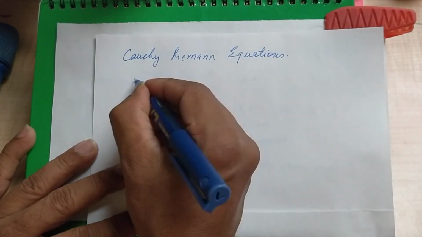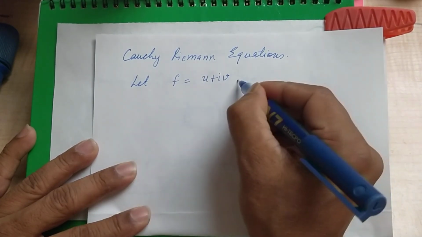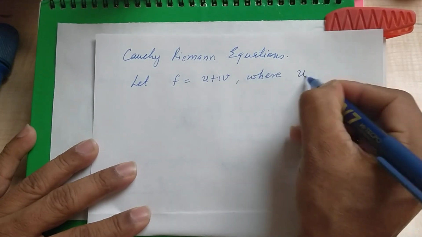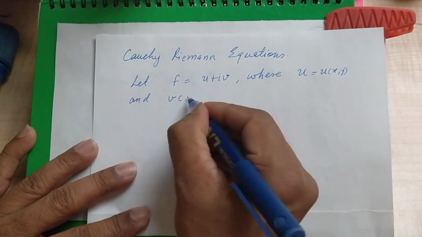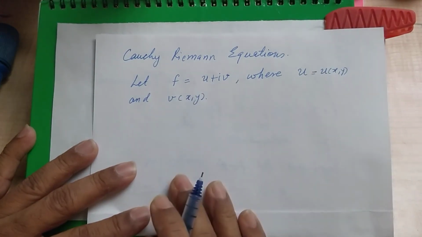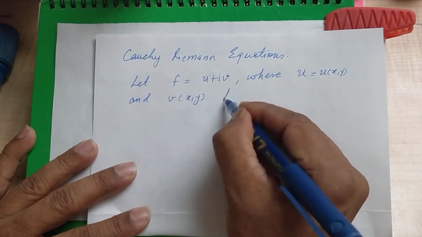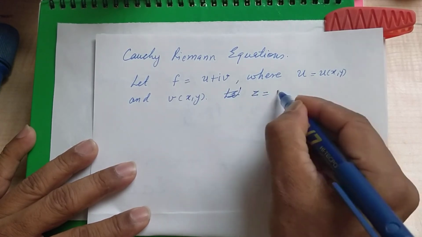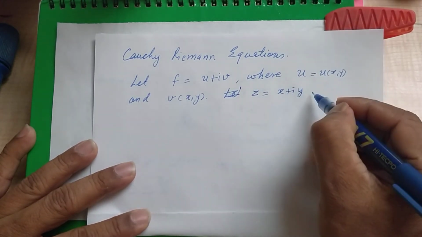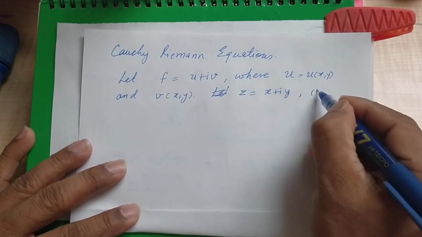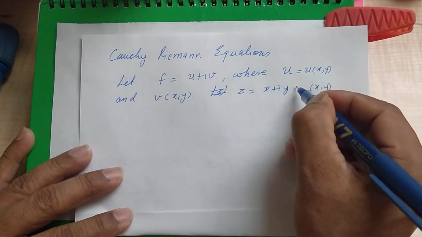Okay, let f be equal to u plus iv, where u is a function of x and y and v is a function of x and y. So what is one doing here? One is writing, so our convention is z is x plus iy. Okay, so you can think of z as the point x comma y. There's no harm in writing it like this.